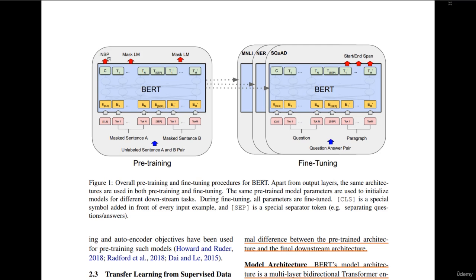As you can see here, we have the outputs for the two tasks. For the next sentence prediction, we are saying whether the second sentence is next or not. And for the masked language model predictions, we are trying to predict the tokens which were masked from the input.